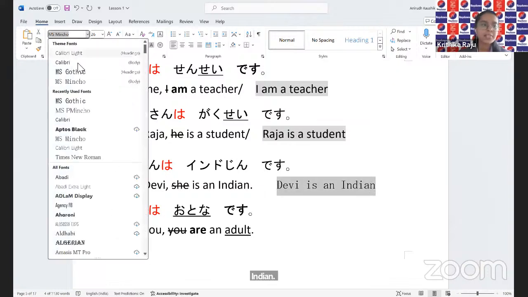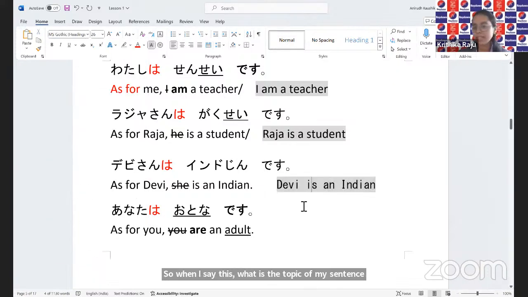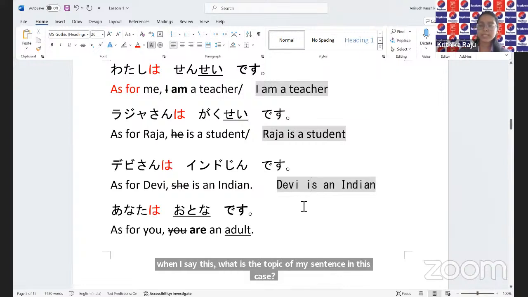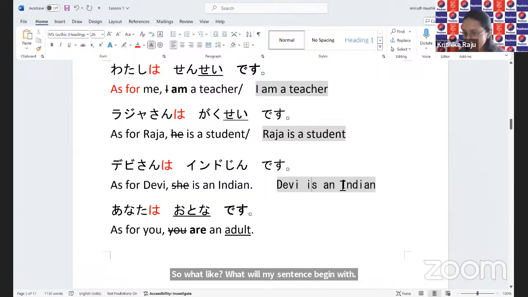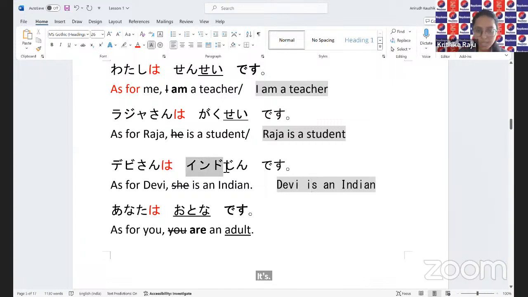Devi. Right, Devi. So what will my sentence begin with? Devi-san wa Indo-jin desu. Devi is an Indian. So Indo is written in katakana, and next to it you see this word. What is this word? Jin. Now, jin is a suffix once again.